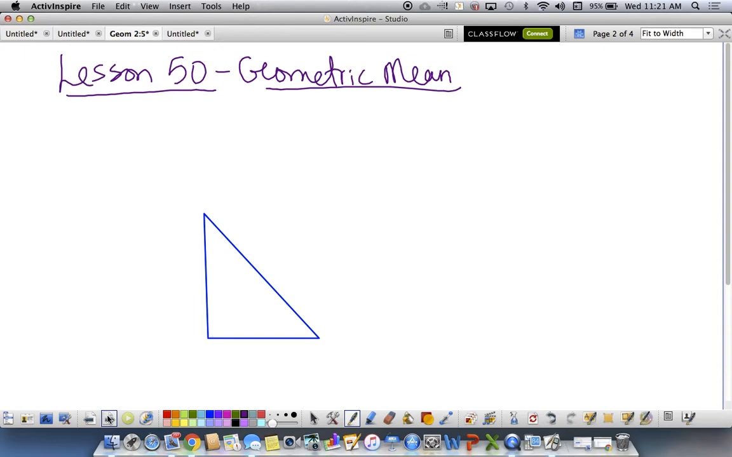Go ahead, Anthony. The altitude is drawn to the hypotenuse of the right triangle, and the two triangles in the corner are similar to each other. Okay. What was that second word? If the what is drawn? The altitude. It seems like that word has come up recently. What in the world is an altitude of a triangle? We've written this one before. It's always helpful to write it again. What in the world is an altitude?